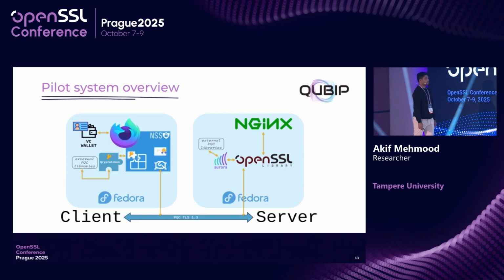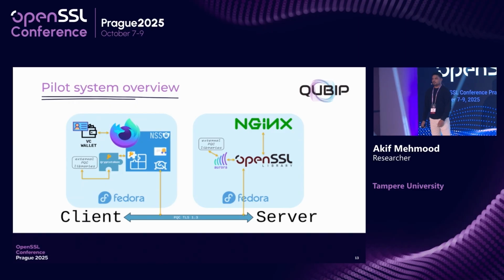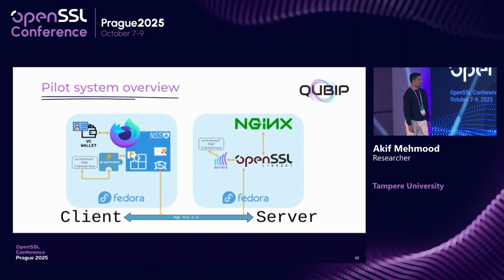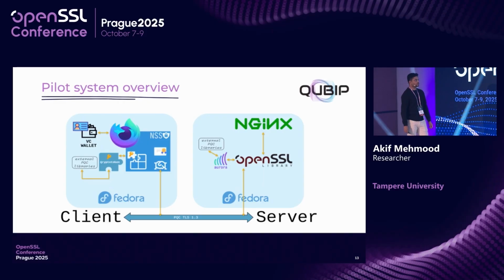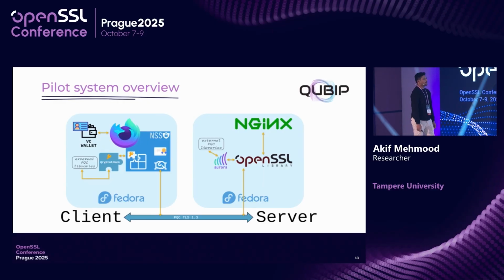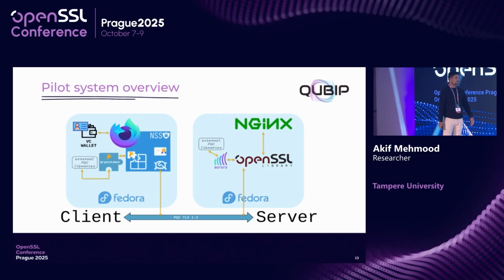On the server side, we have a Fedora 42-based host, and on top of it, we have our server instance with Nginx, which is powered by an unmodified version of OpenSSL 3.2. The main component on the server side is Aurora. So what is Aurora?